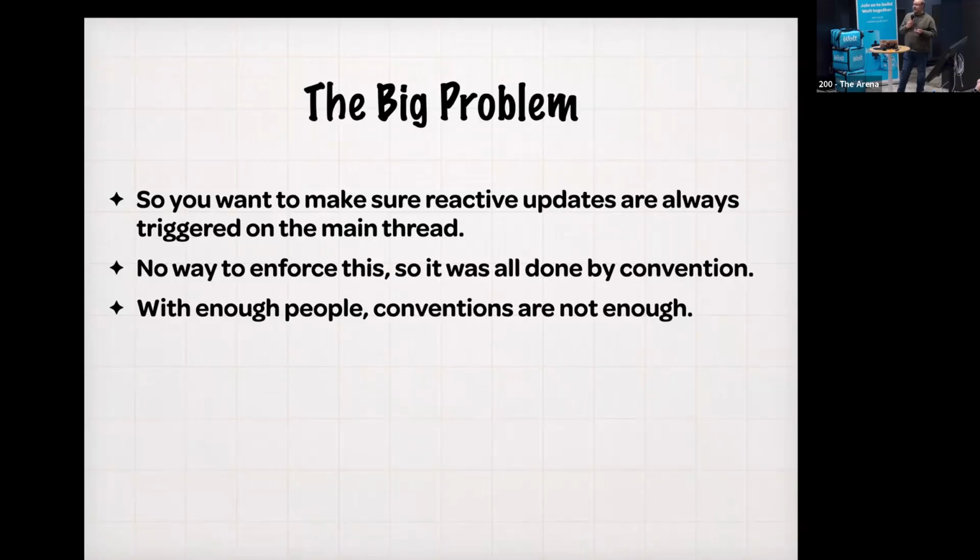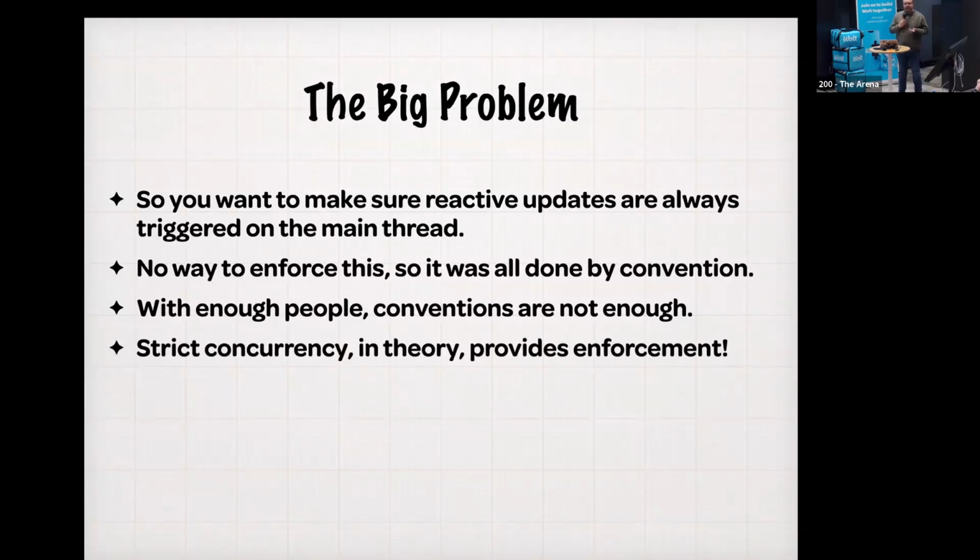Now, the nice thing is that if we have strict concurrency, it gives us those guide rails. It enforces that we write our threading code correctly. The compiler helps us out here. It's really good. We want it.